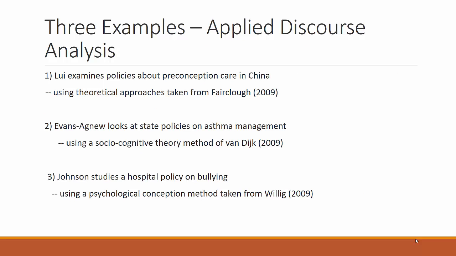Dr. Liu uses in a case study policies about preconceptive care in China, and she uses a theoretical approach that she had copied from Faircloth in a work from 2009. Evans Agnew looks at state policies on asthma management, and Agnew uses a social cognitive theory method, copied from Van Dyke from 2009. And then Johnson uses a case study looking at hospital policy development on bullying, and she uses a psychological inception method taken from Willig in 2009.